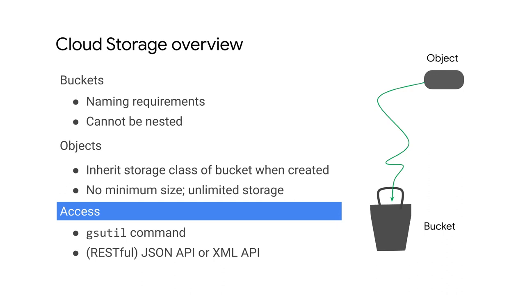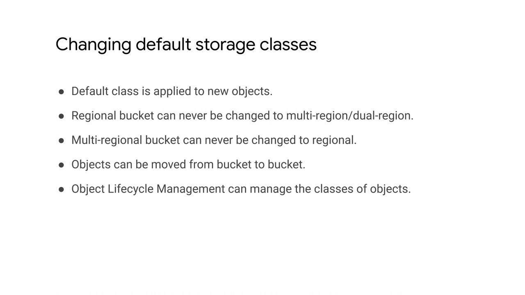When you upload an object to a bucket, the object is assigned the bucket storage class unless you specify a storage class for the object. You can change the default storage class of a bucket, but you can't change the location type from regional to multi-region / dual region or vice versa. You can also change the storage class of an existing object in your bucket without moving the object to a different bucket or changing the URL to the object.